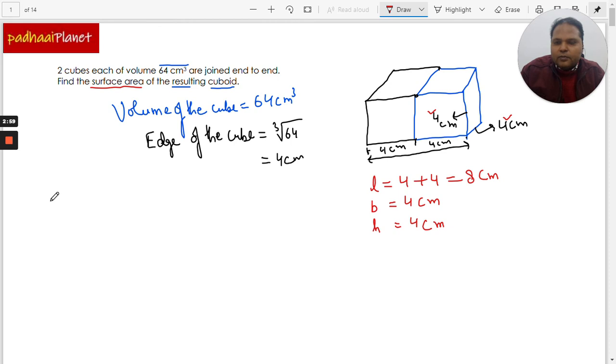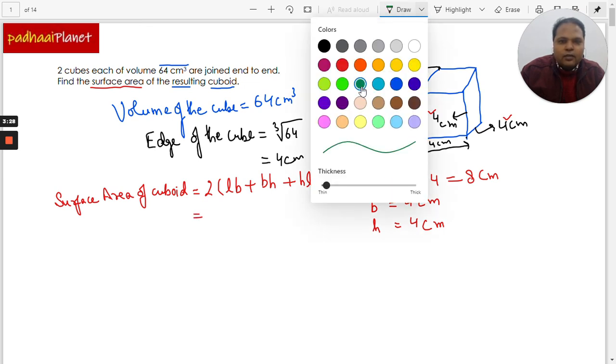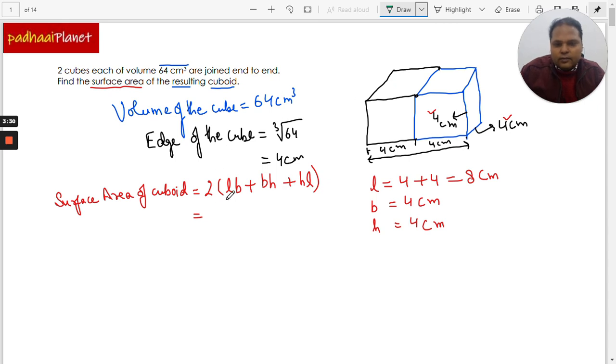Now that's very simple. The surface area of the cuboid, right, is equal to 2 multiplied by (LB plus BH plus HL), right? Now let's simply put the values and we will get the answer.